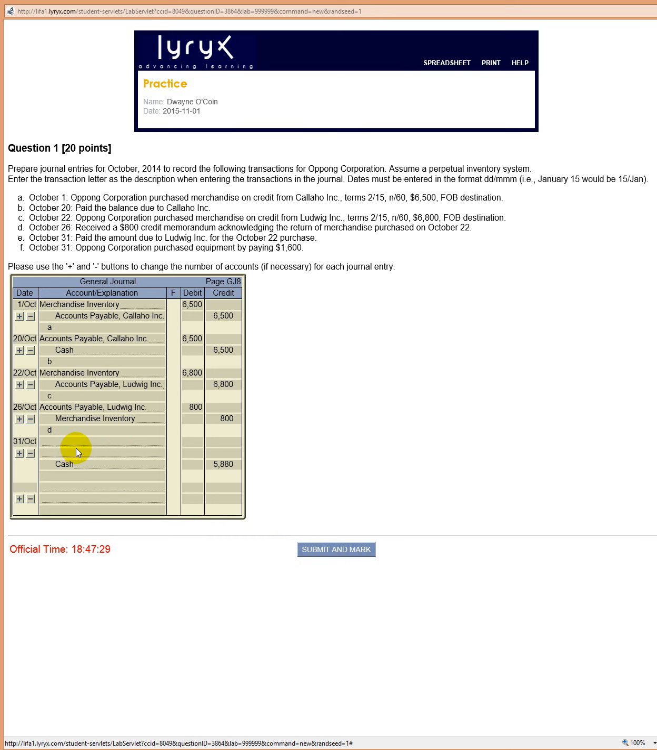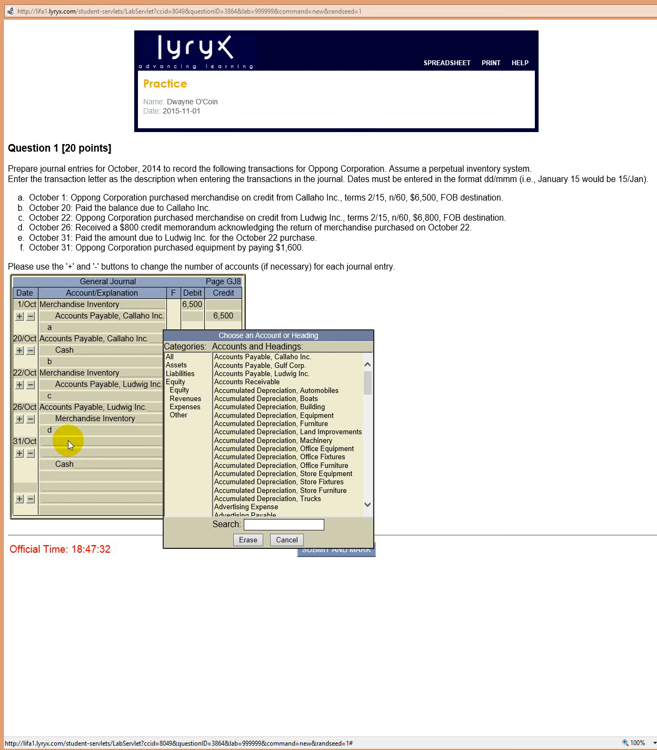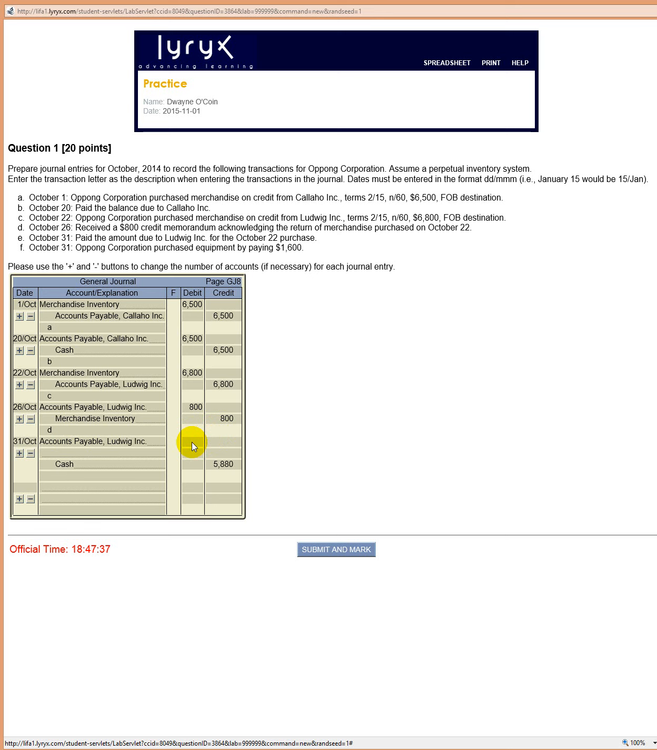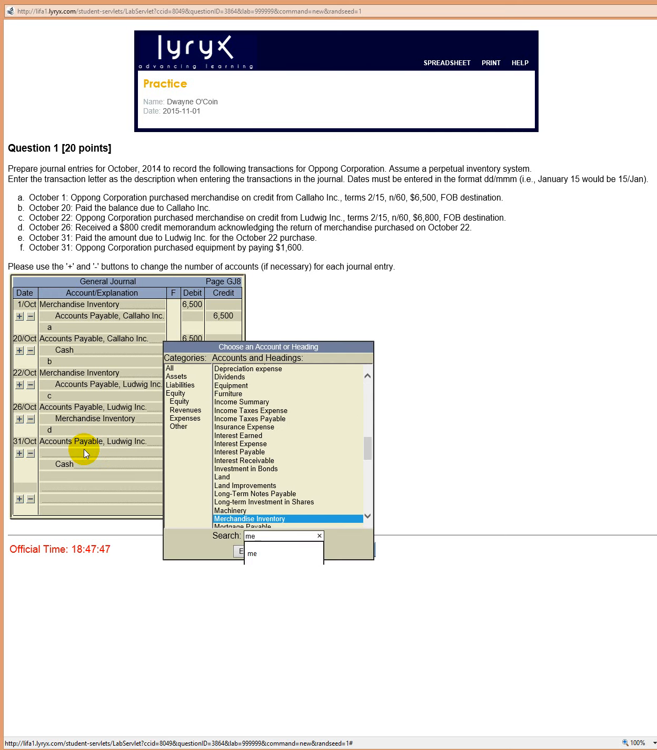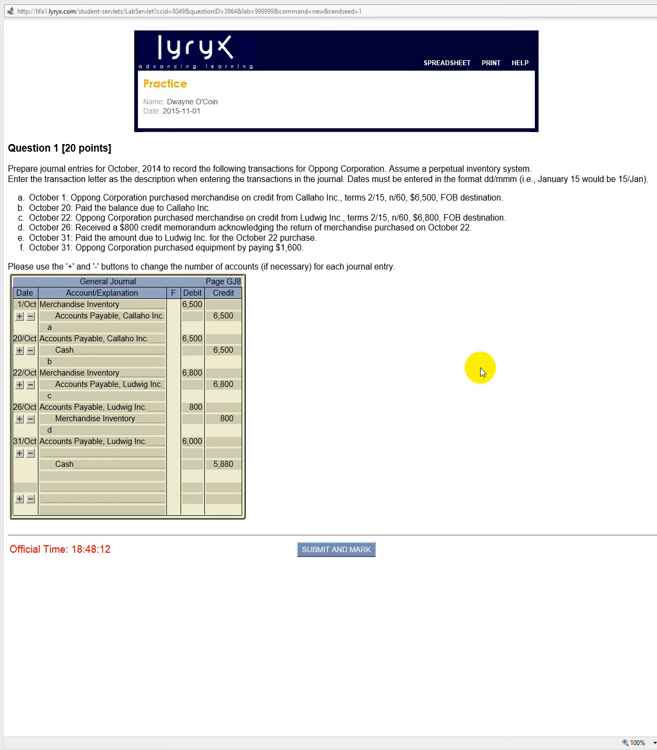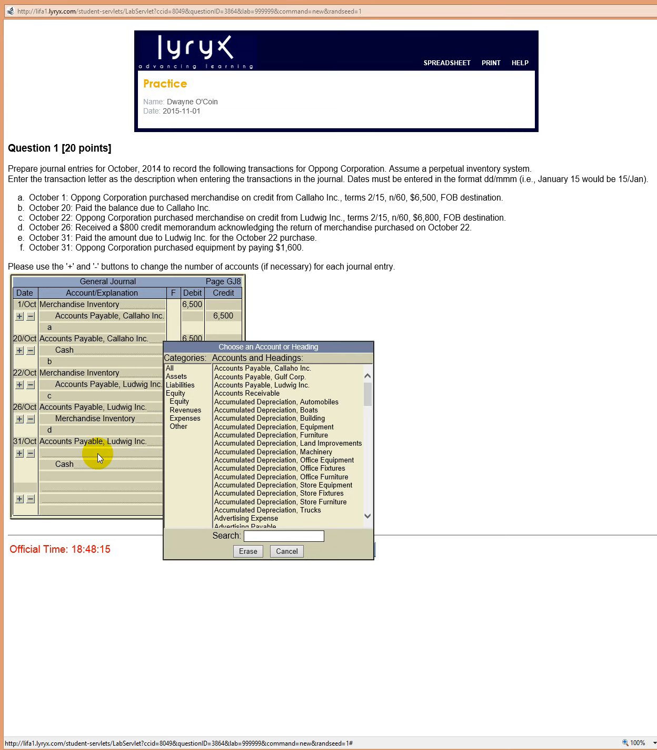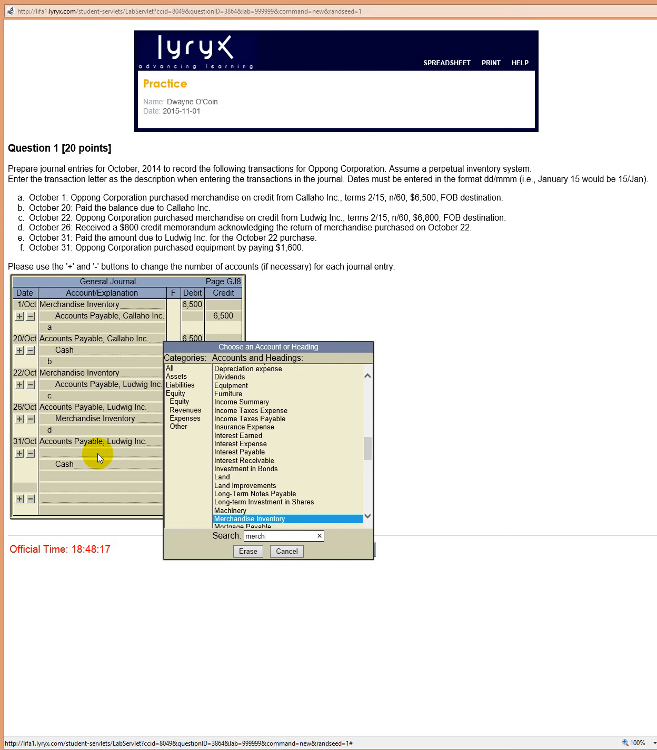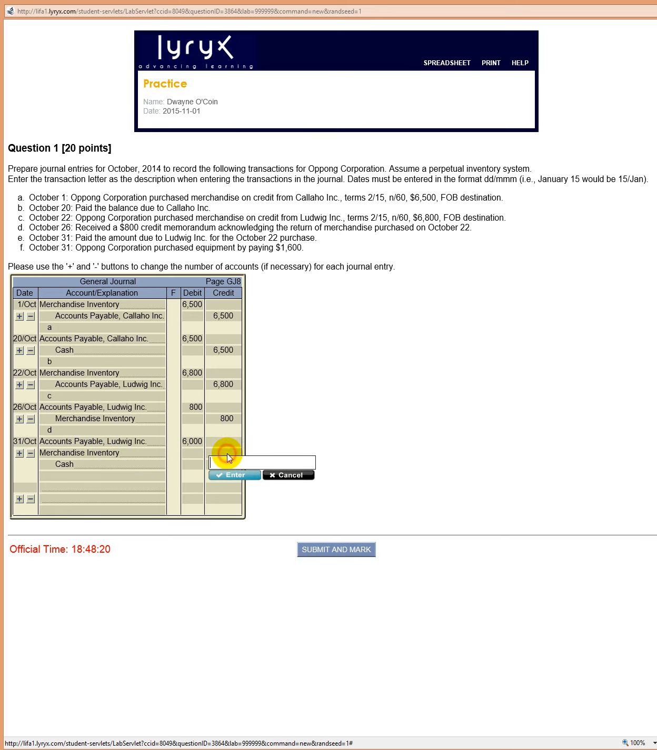So now we need to record the accounts payable going down, and that was for Ludwig. The accounts payable went down for the total difference between 6,800 and 800. The total 6,000 was paid off. So now we're missing an adjustment here, and that should go to merchandise inventory because it's changing. This should reduce merchandise inventory because the cost has been reduced by the difference between those two numbers.